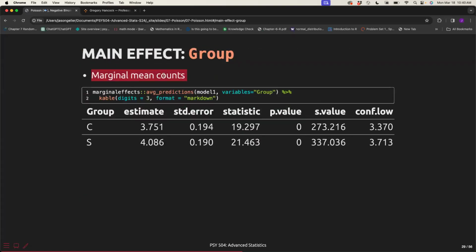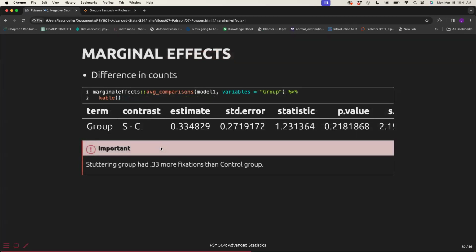So we can get the marginal mean counts using the average predictions function. So we see on average there's about 3.75 fixations for the control group, and then on average about 4.1 fixations for the stuttering group. And then we can also get the difference in counts between those two conditions. And the difference is about 0.33, but this is not statistically significant. So how we would interpret this is that the stuttering group had 0.33 more fixations than the control group, but that's not statistically significant.